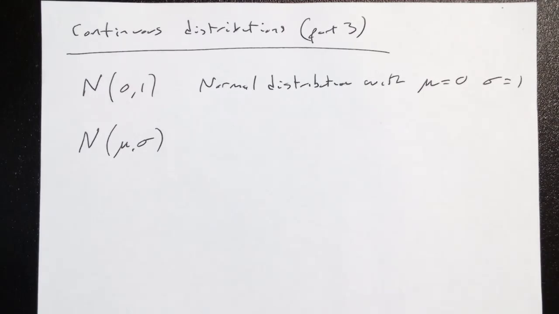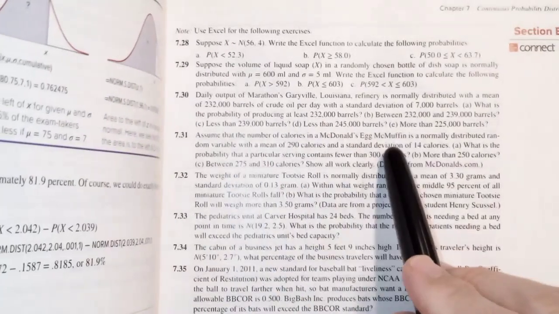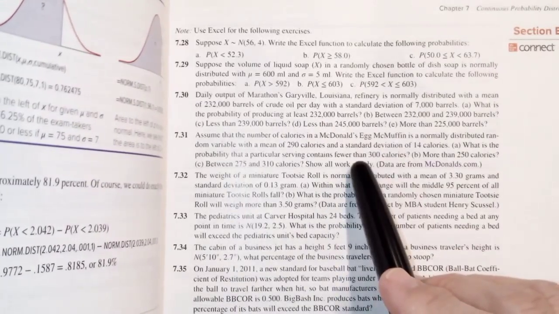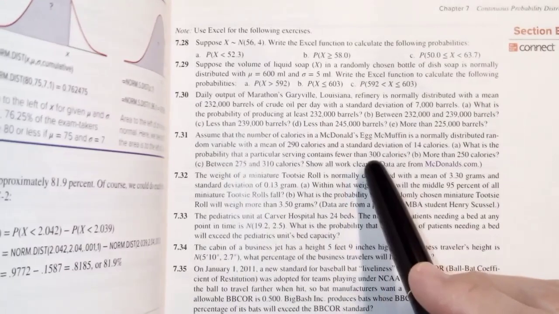So on page 249, let's take a crack at the problem they give us. I think we did this one similarly. Talked about the number of calories in an Egg McMuffin. This is problem 31. Did I do this one last time? I don't remember. I'm going to do it again anyway.